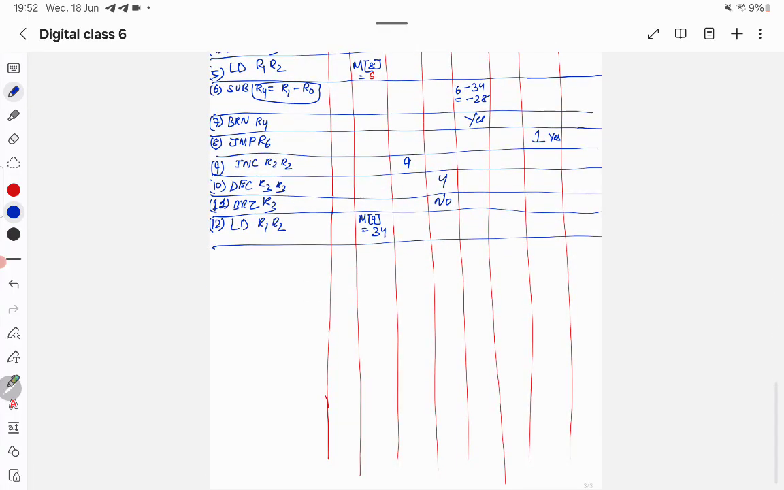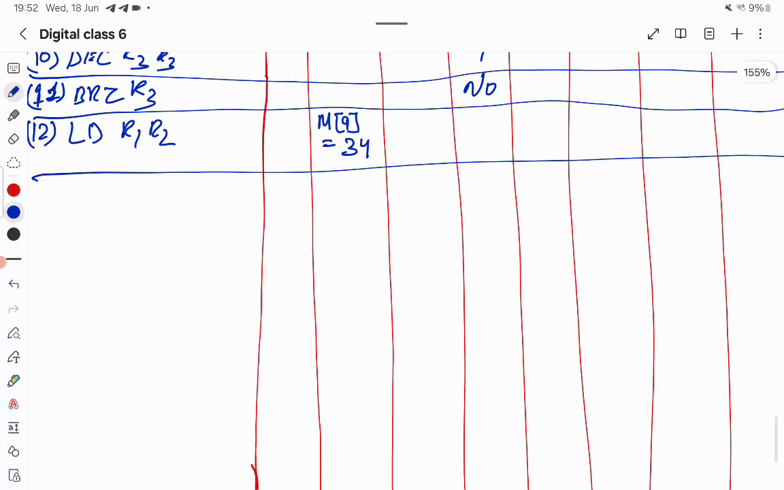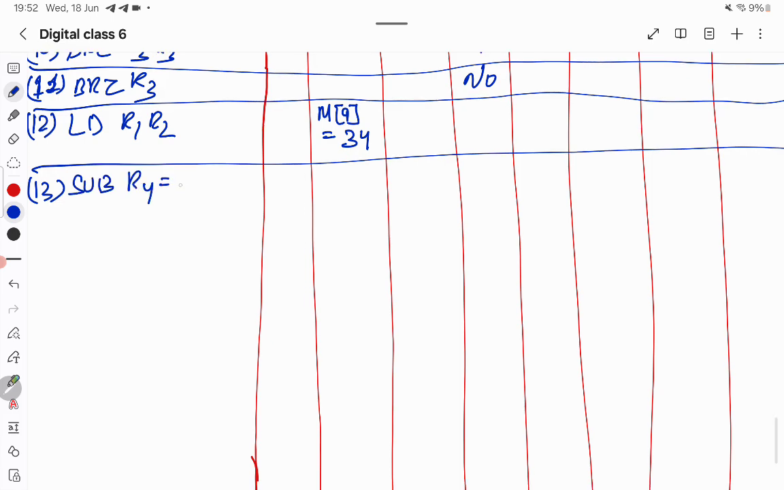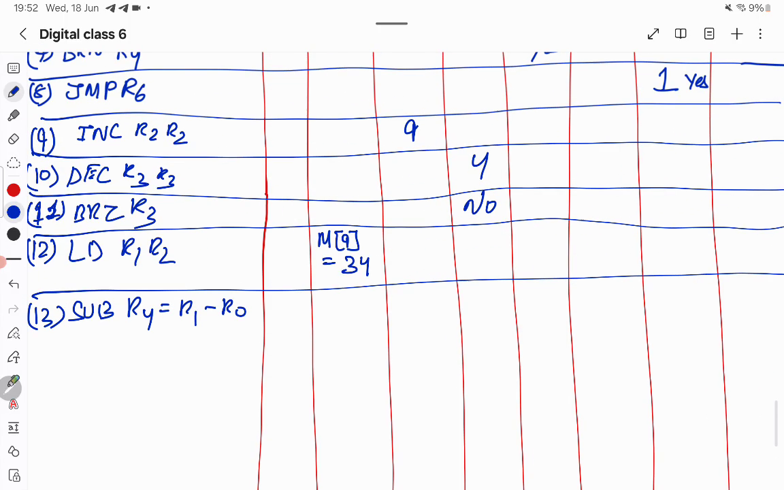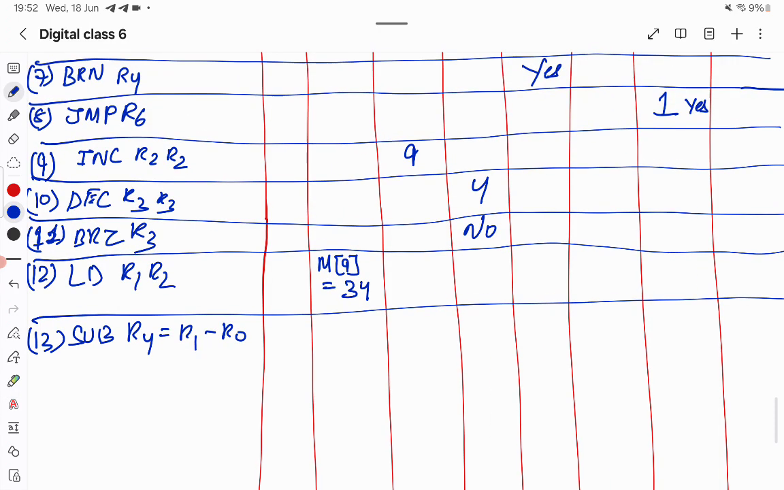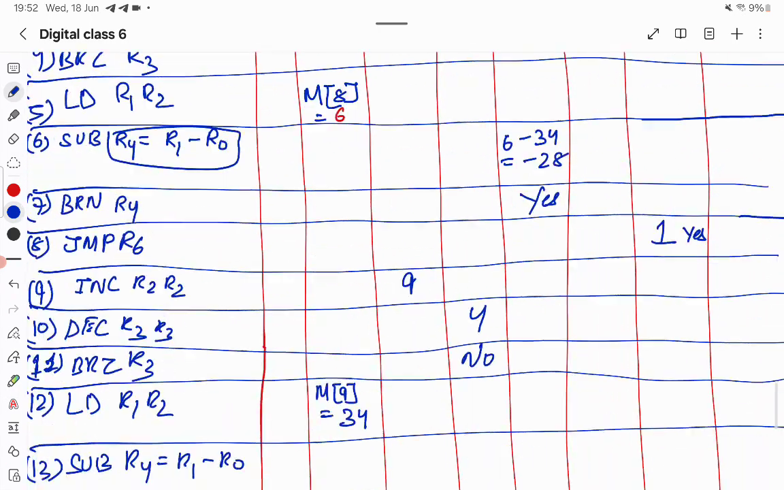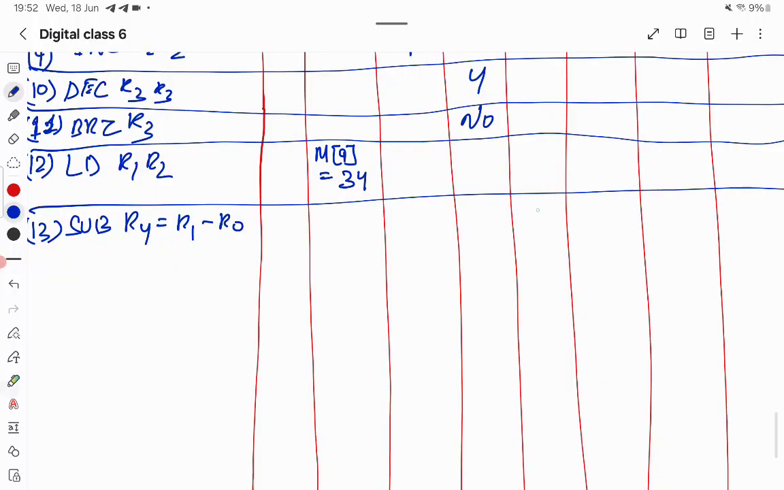Then 13. Tell me the next instruction after load, then sub. You have to tell me faster. Sub R4, subtract, R4 equal to R1 minus R0. So subtract means R4 equals R1 minus R0. What is R1? R1 is 34, R0 is 34. So R4 is this one. R4 will store 34 minus 34 is 0. I am directly writing 0.